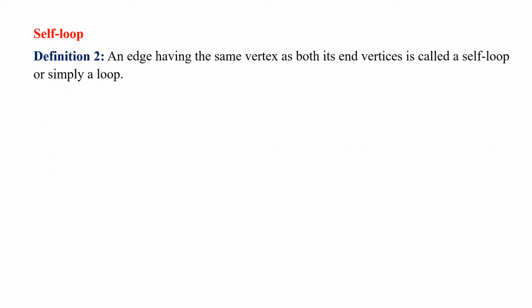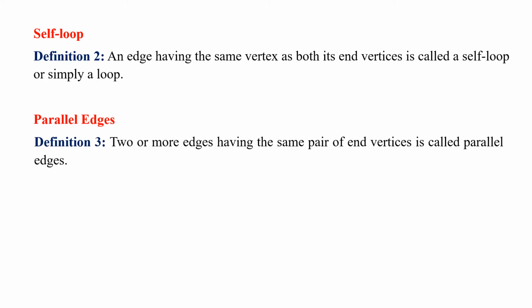The definition of self-loop: an edge having the same vertex as both its end vertices is called a self-loop or simply a loop. Now definition of parallel edges: two or more edges having the same pair of end vertices are called parallel edges.